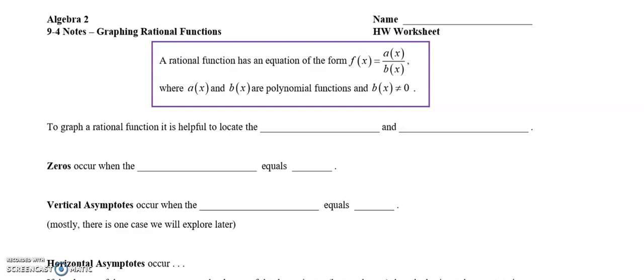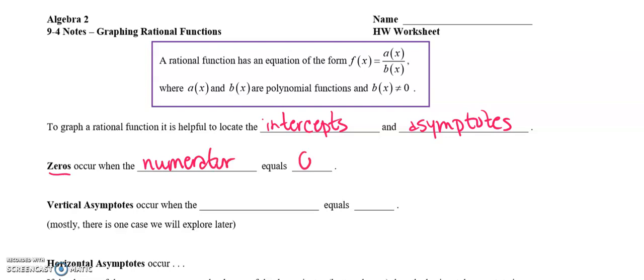To graph a rational function, it is helpful to locate the intercepts, both the x and y intercepts, if the problem has them, and the asymptotes. Again, if the problem has them. Most have asymptotes and most have intercepts, but some don't. Zeros occur when the numerator equals 0. When the zeros are real, they're also known as the x-intercepts. So those will be helpful.